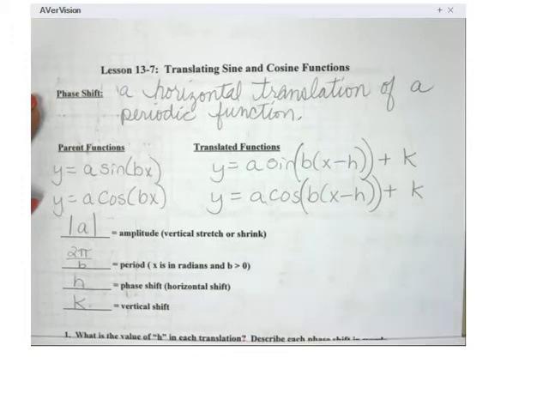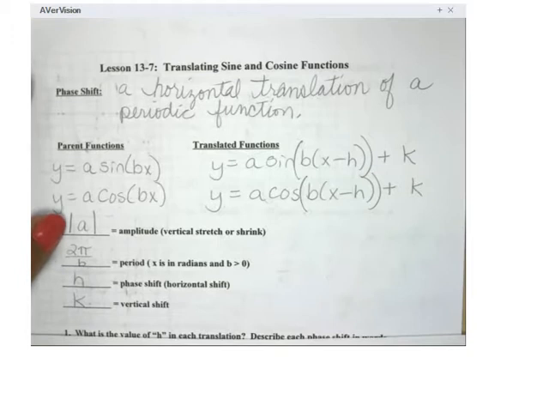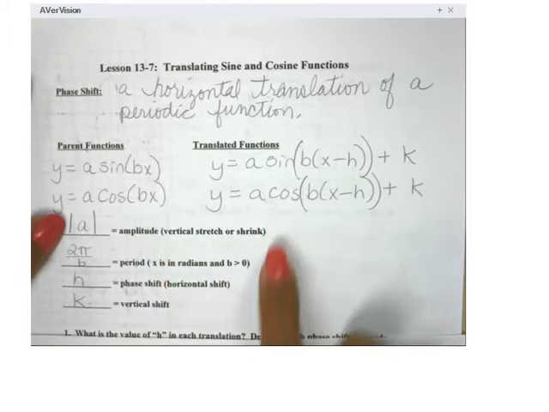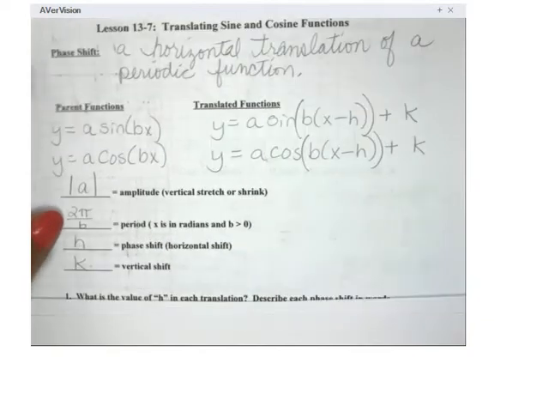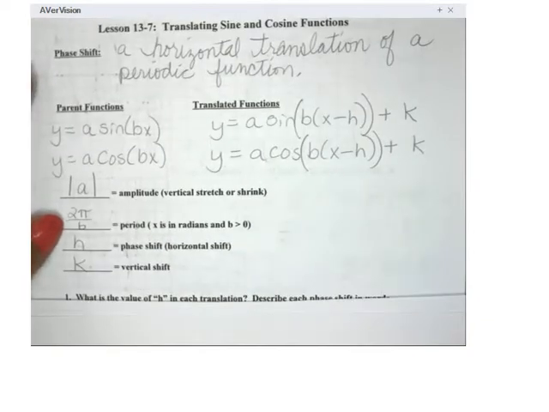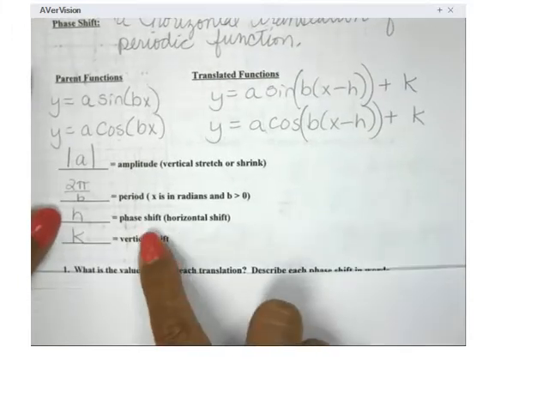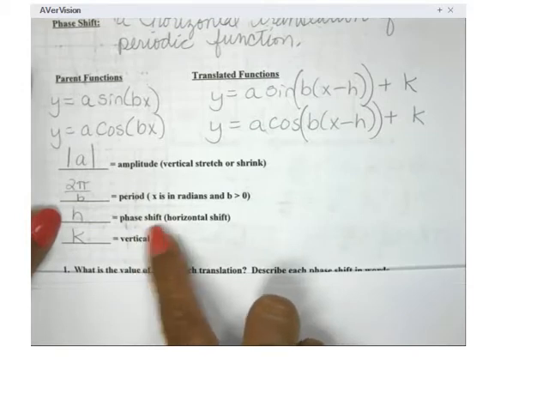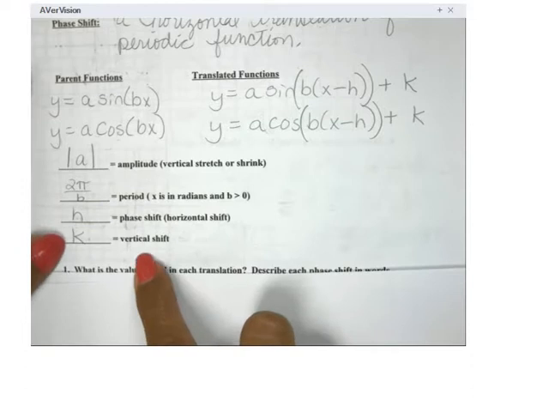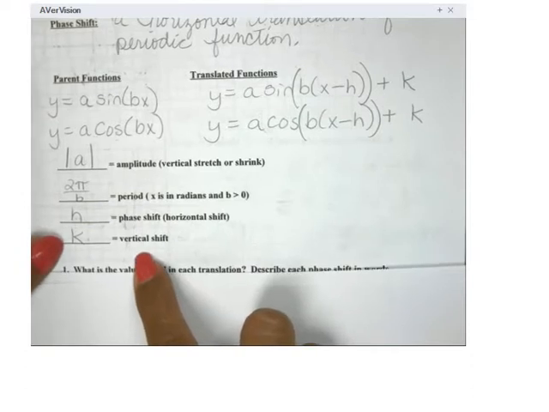So as has been the case all along, the absolute value of a will be our amplitude, and that's either going to vertically stretch or shrink our graph. Our period for both the sine and the cosine function will be 2 pi divided by b. Nothing new, nothing different. The only thing we're doing now differently is we are making some shifts left and right, which is our phase shift or our horizontal shift, and our k is our vertical shift. So this is going up and down, this is going left and right.